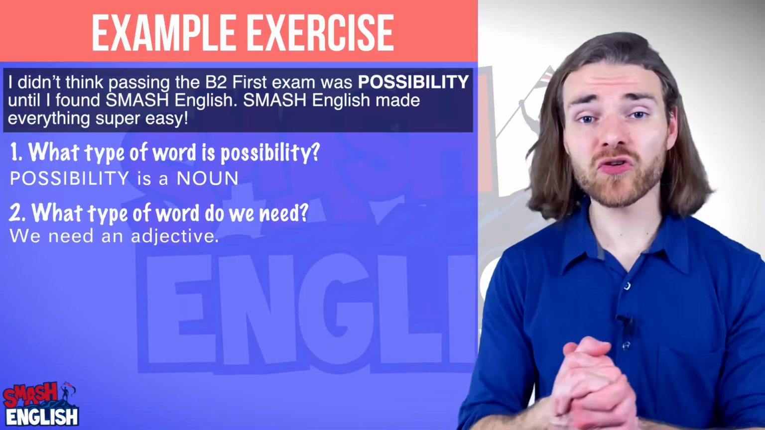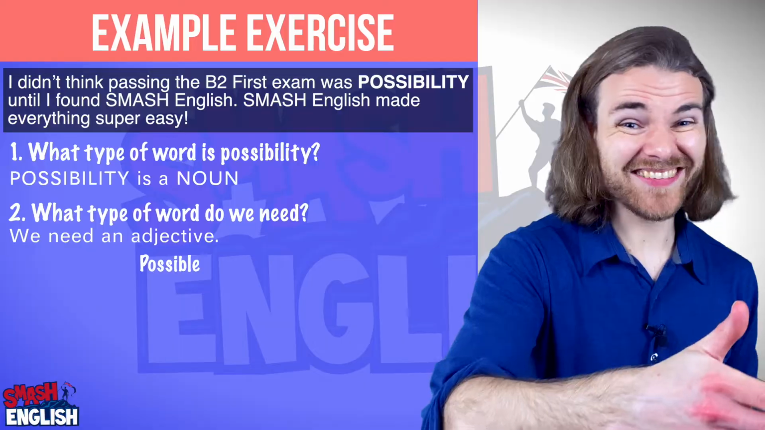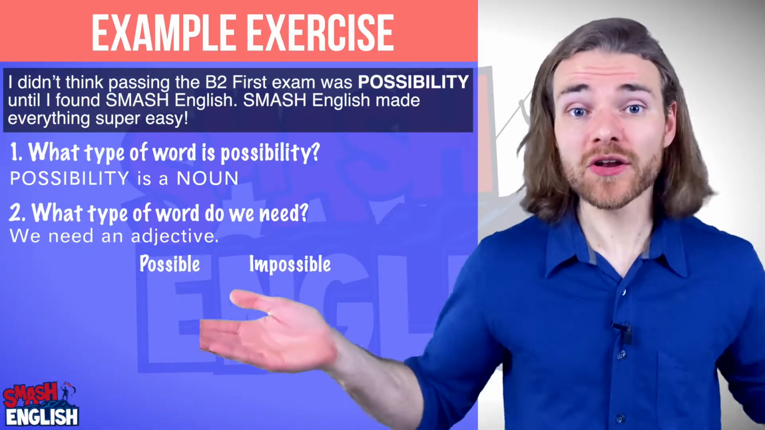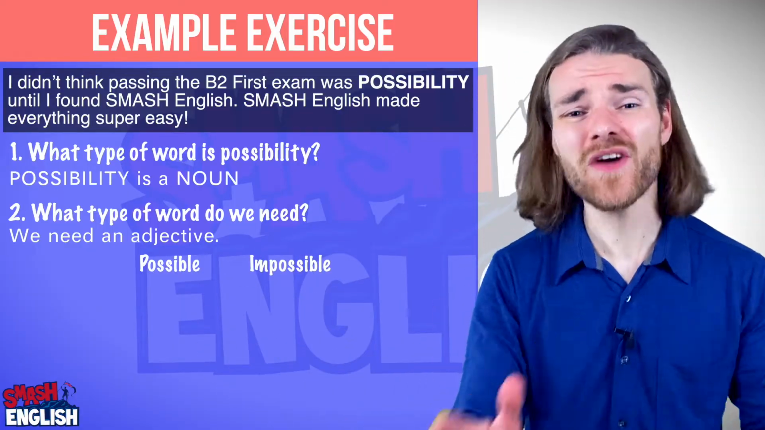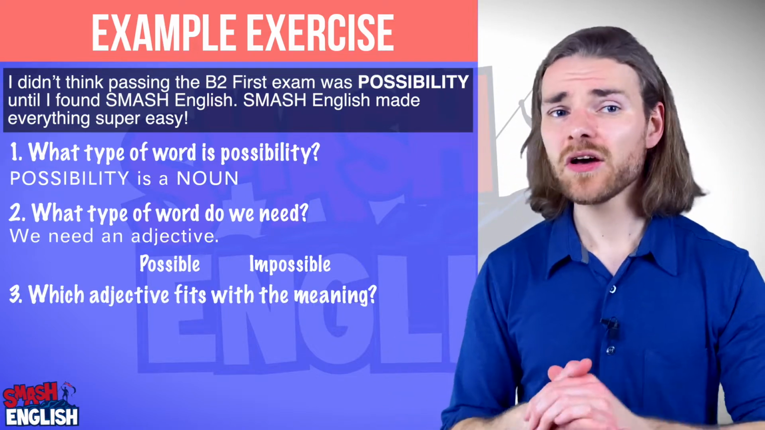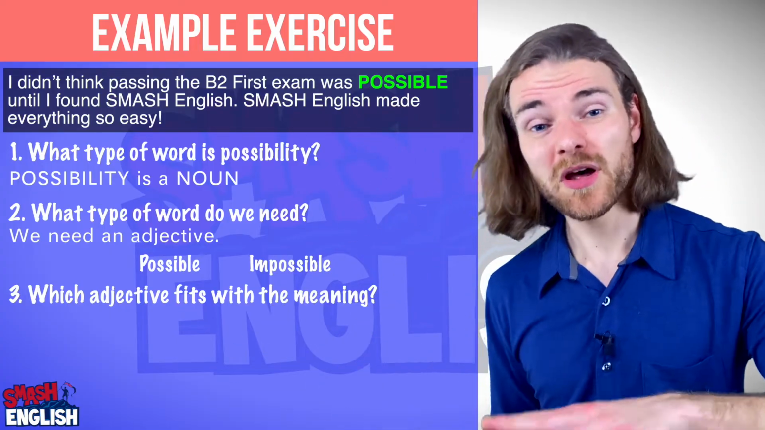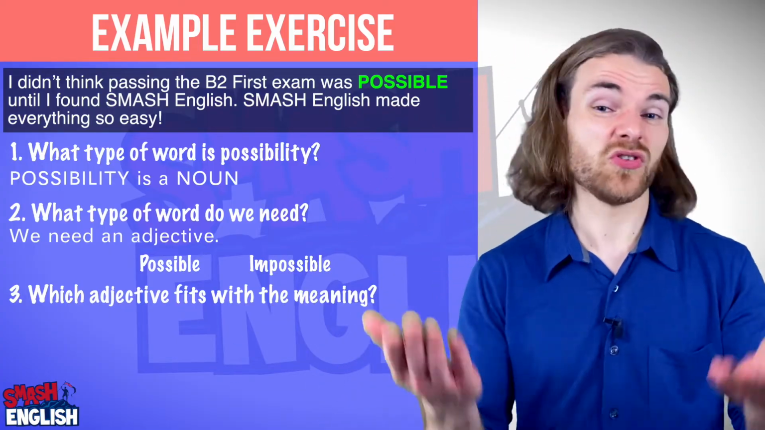But we have 2 possible adjectives coming from possibility. We have possible and impossible. So which one do we need? And this is why it's very important to understand the meaning. Here we need possible. I didn't think it was possible to pass the exam, but then I found Smash English and it was really easy.